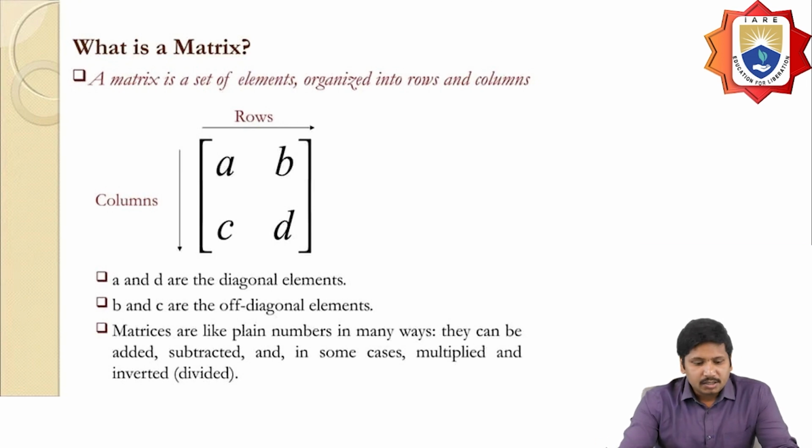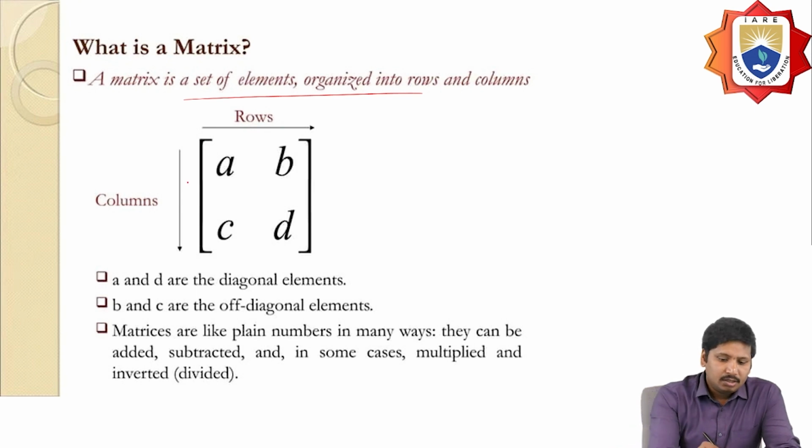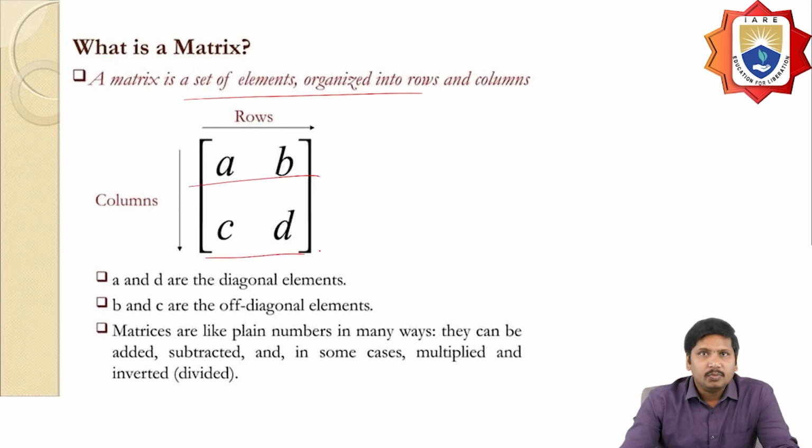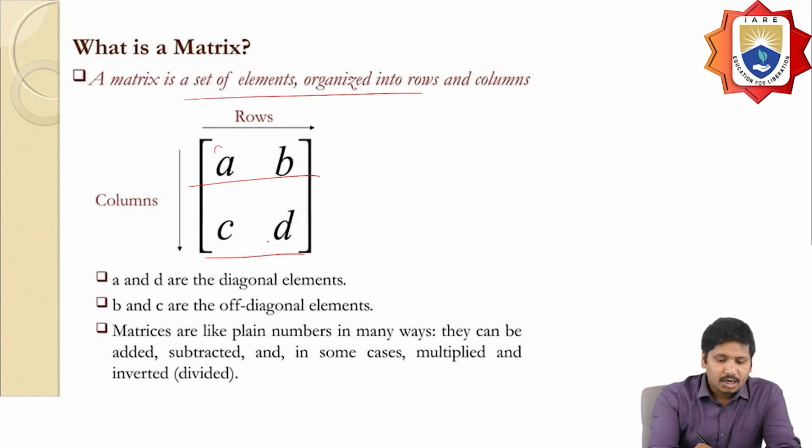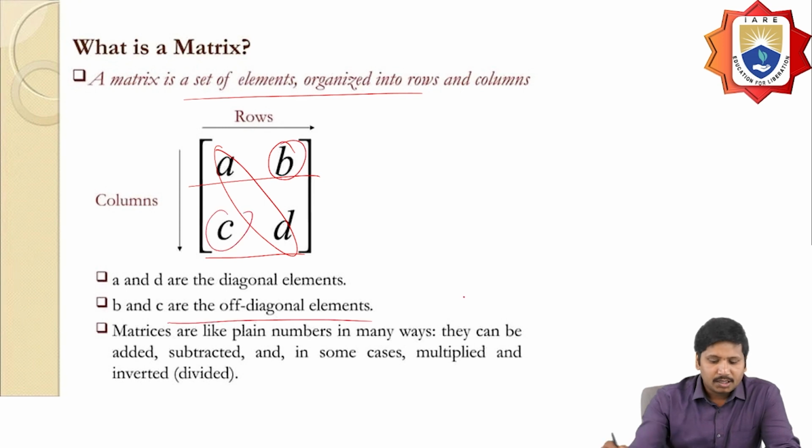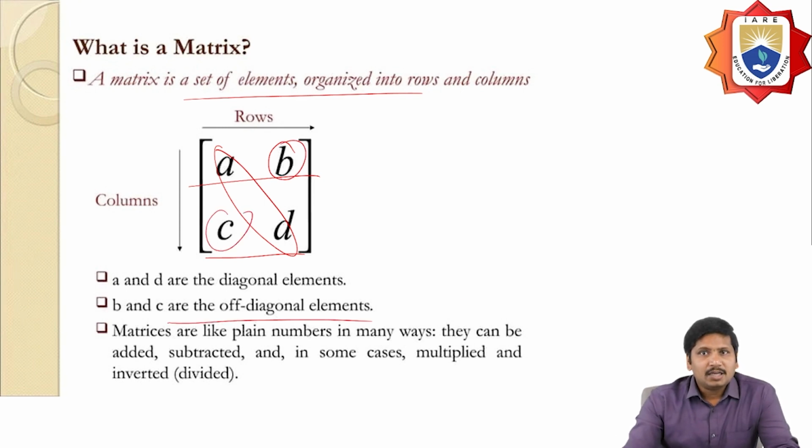So, the very first thing is: what is a matrix? A matrix is nothing but a set of elements organized in the form of rows and columns, where you can access items row-wise, and you can also access them column-wise. Here A and D are the diagonal elements, and B and C are what we call the off-diagonal elements. Matrices can be added, subtracted, multiplied, and you can also perform division.